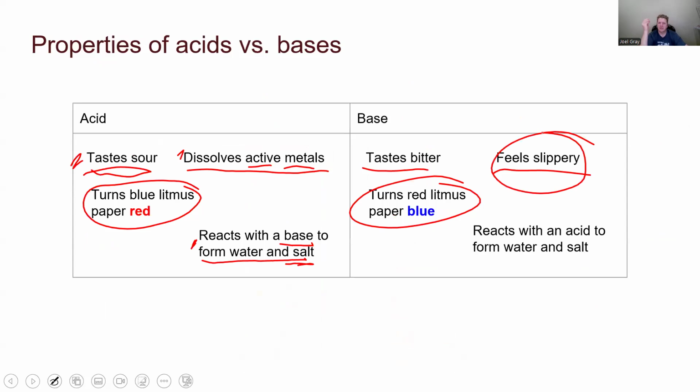your initial sensation when you touch something that's basic, especially if it's on your fingers, is that it'll just kind of feel slippery. And it's kind of a weird sensation. It's almost like you have soap or something on your fingers and they'll slip around.